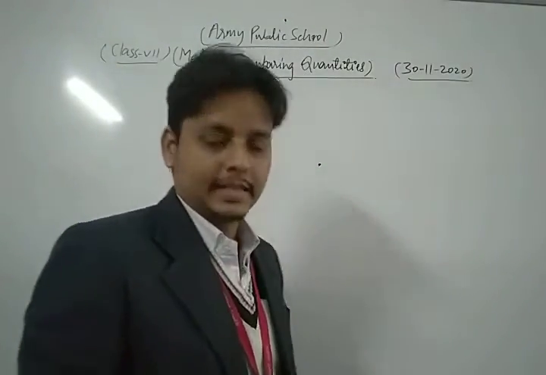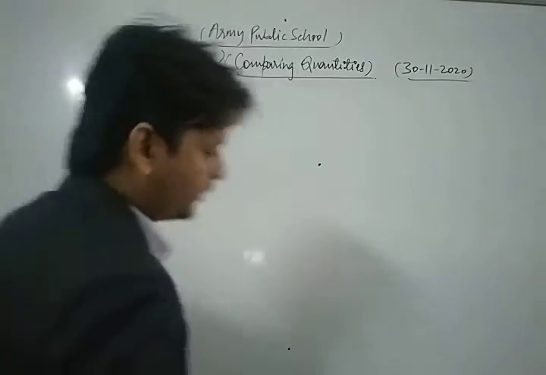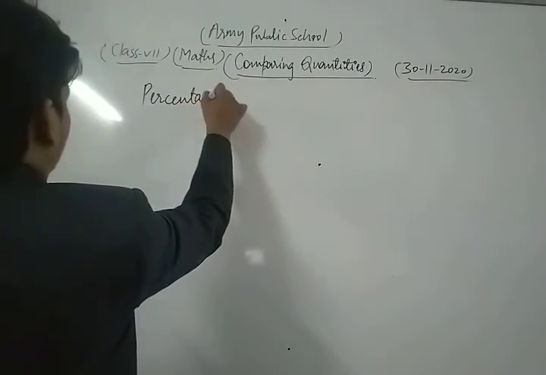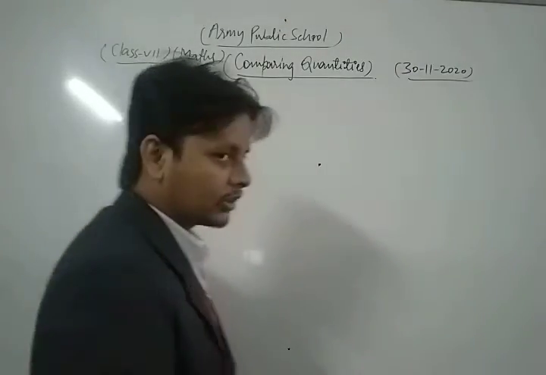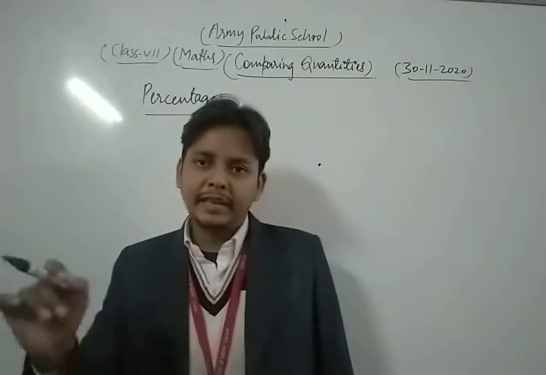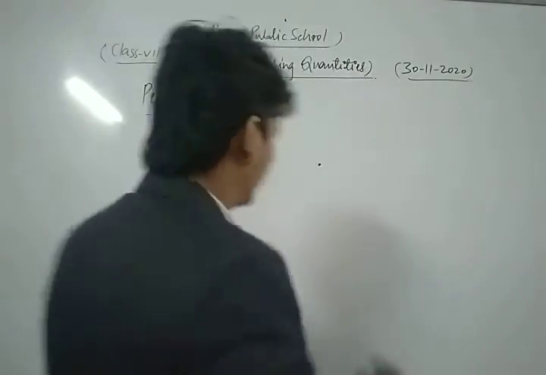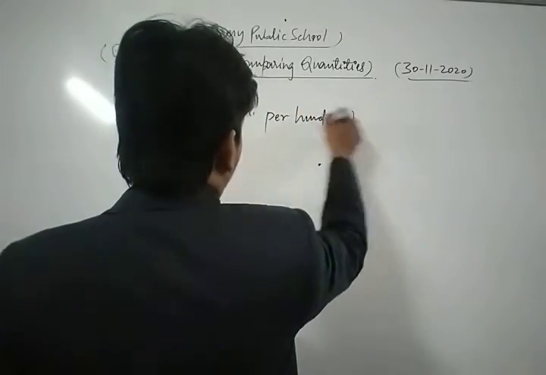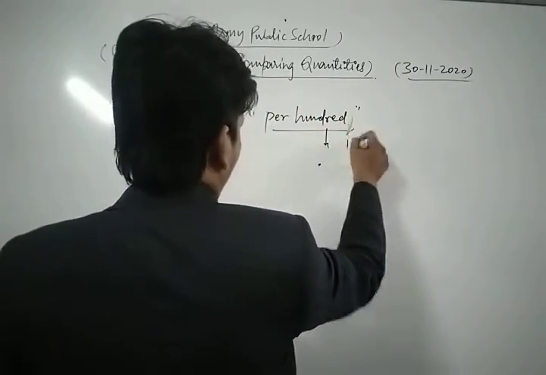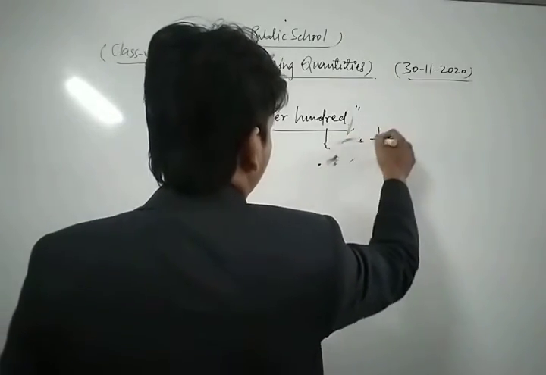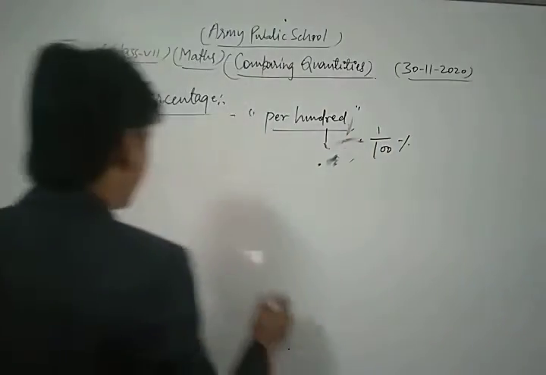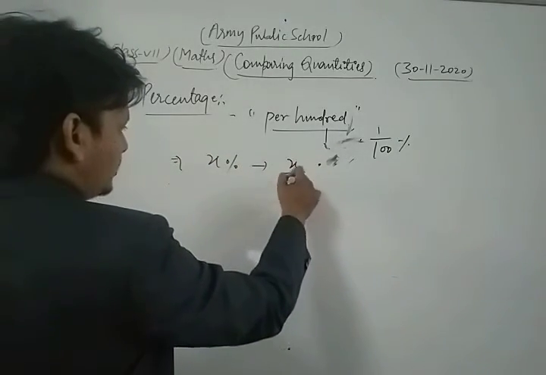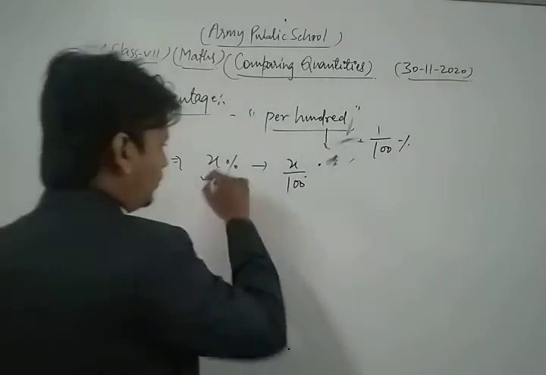Now we take and discuss the next topic of this chapter, which is percentage. First of all, we discuss the concept of percentage. Dear students, the meaning of percentage is per 100. Per 100 means 1 by 100. Suppose we write x%, it means x upon 100. This is the concept of percentage.